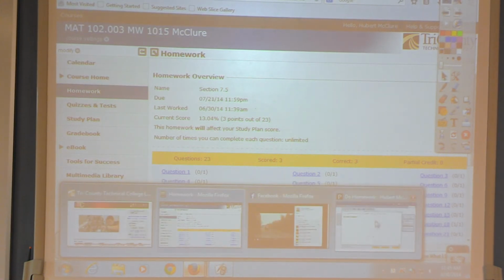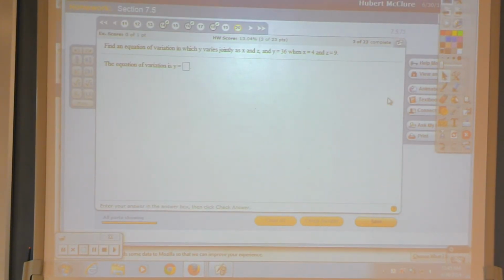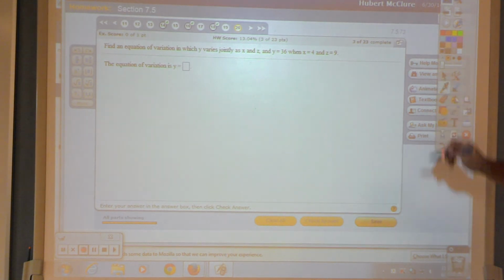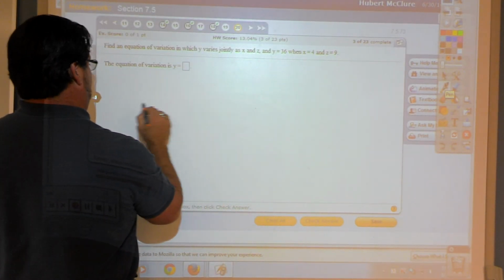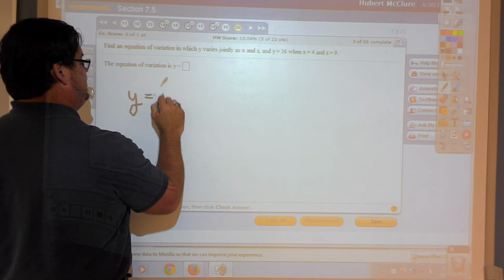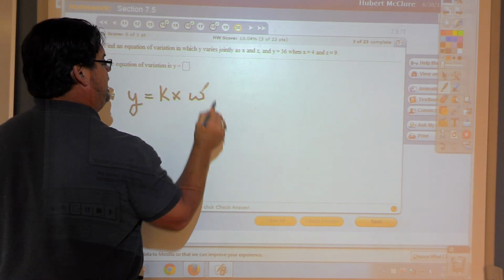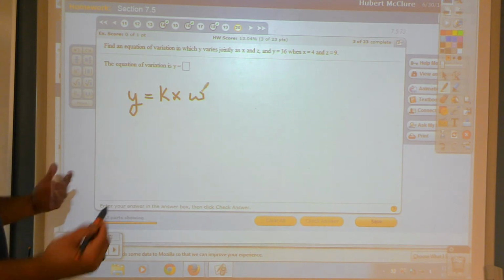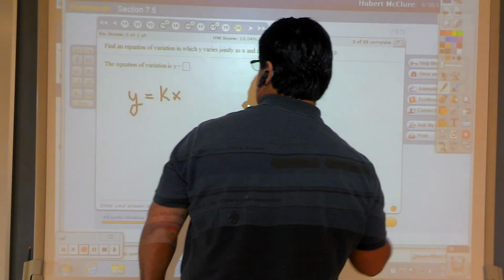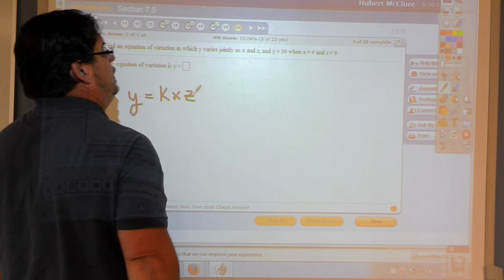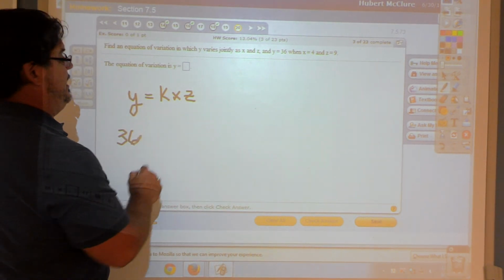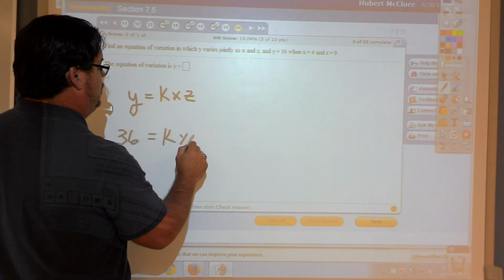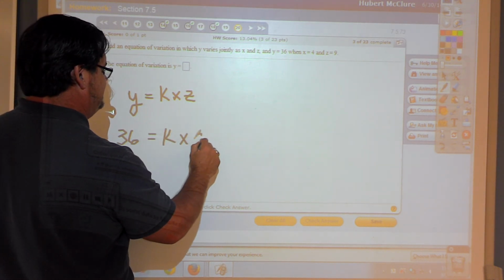Alrighty. I thought it was longer than that. I'm sorry. Alrighty. So this one says find an equation in which y varies jointly. So that'd be y is equal to k times x times w. Okay, they use z. I'm sorry. Alright, and y is 36, x is 4, and z is 36.